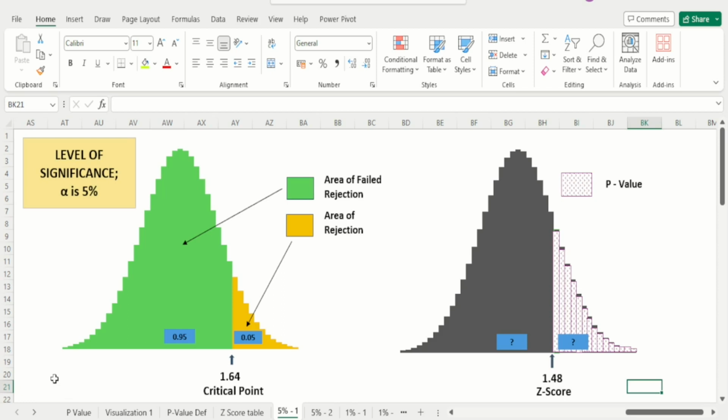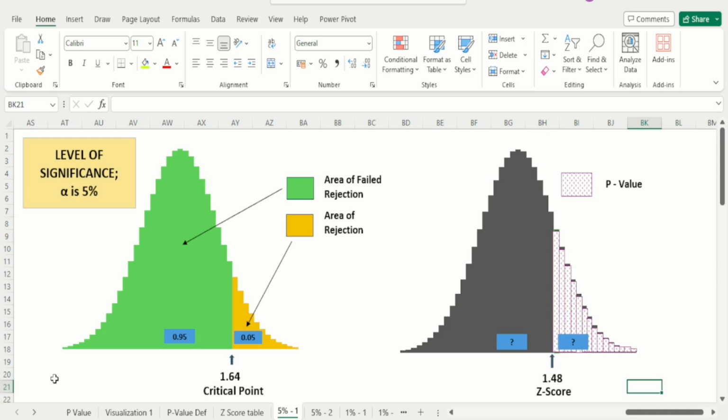Consecutively, if 5% is in the amber area, we know that the area under the overall standard normal distribution is 1. So then 95% will be the green area. Stated in decimals, it's 0.95. We already know that the critical point is 1.64.